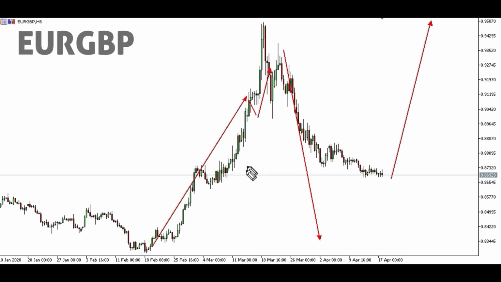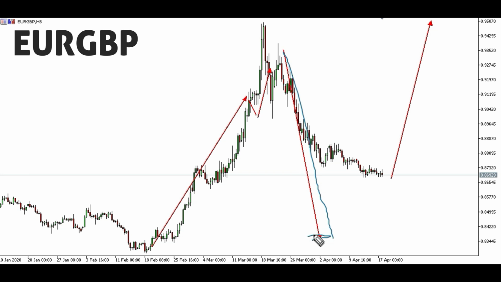EuroJPY. EuroJPY, the red lines, they show the forecasted movements. We also forecasted this down move to reach this level, but instead it's just moving like that. This next week, we're expecting an impulse up. From here, we're expecting an impulse up. There's a chance that we could get a down move here, then impulse up.